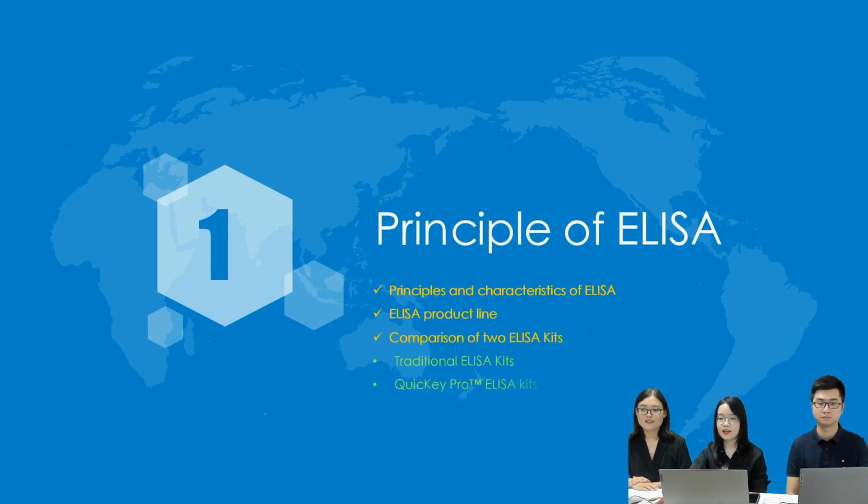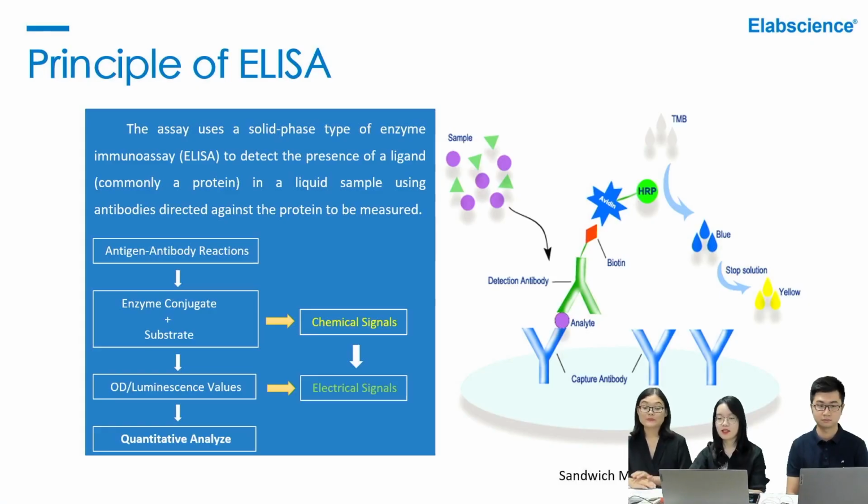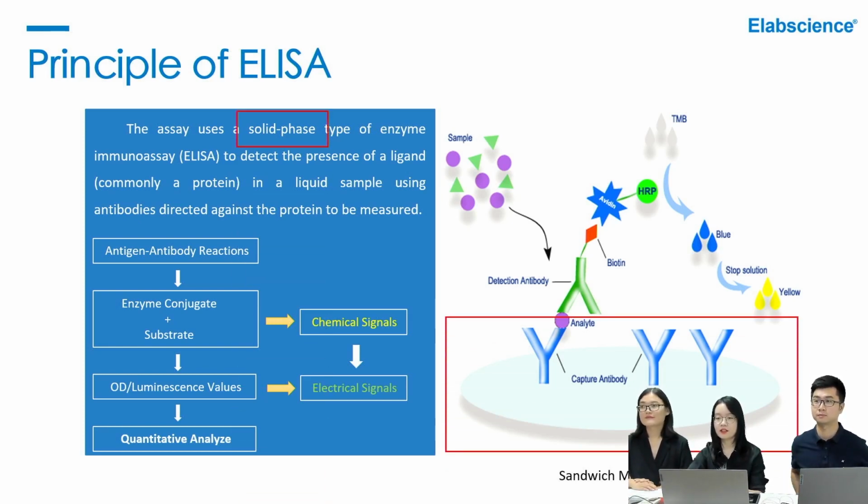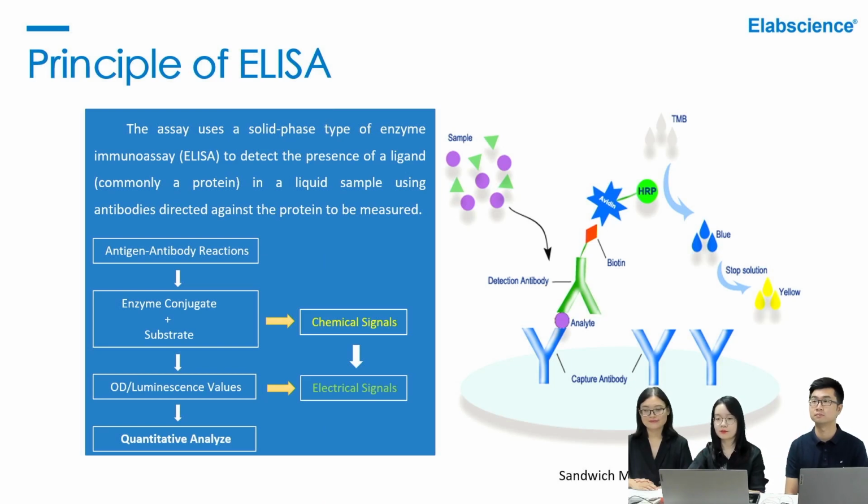First of all, let's take a look at what ELISA is and the comparison between the ELISA kits. ELISA is a highly sensitive experimental technique to detect the content of the target based on immune reactions, and it has 4 bases. The first one, the capture antigen or the antibody needs to be coated on the solid phase carrier, also called the microplate.